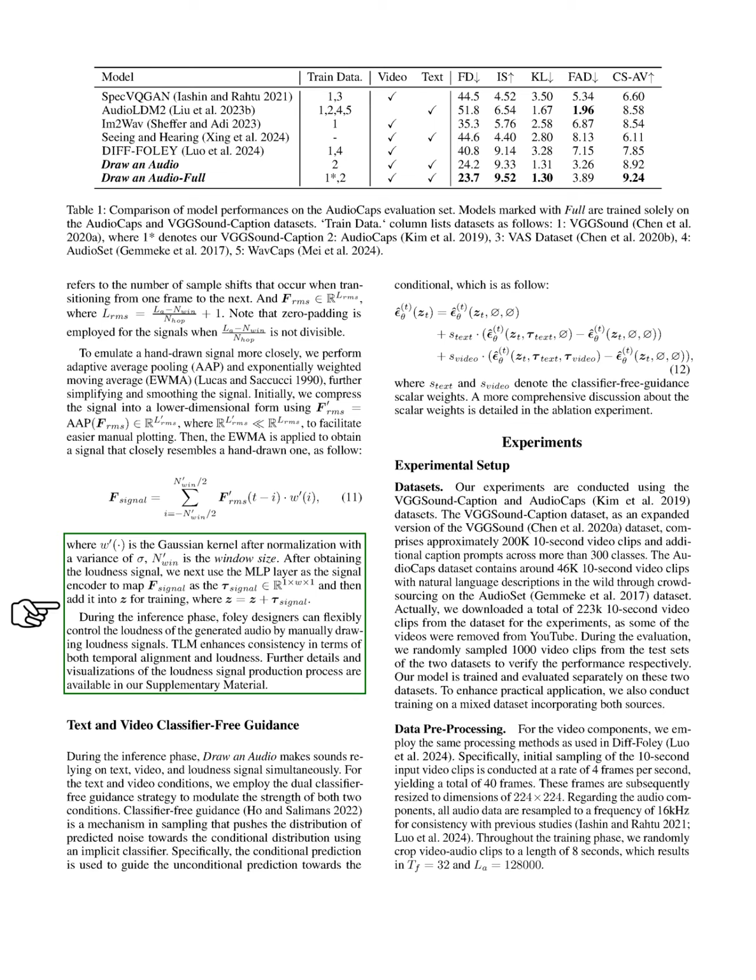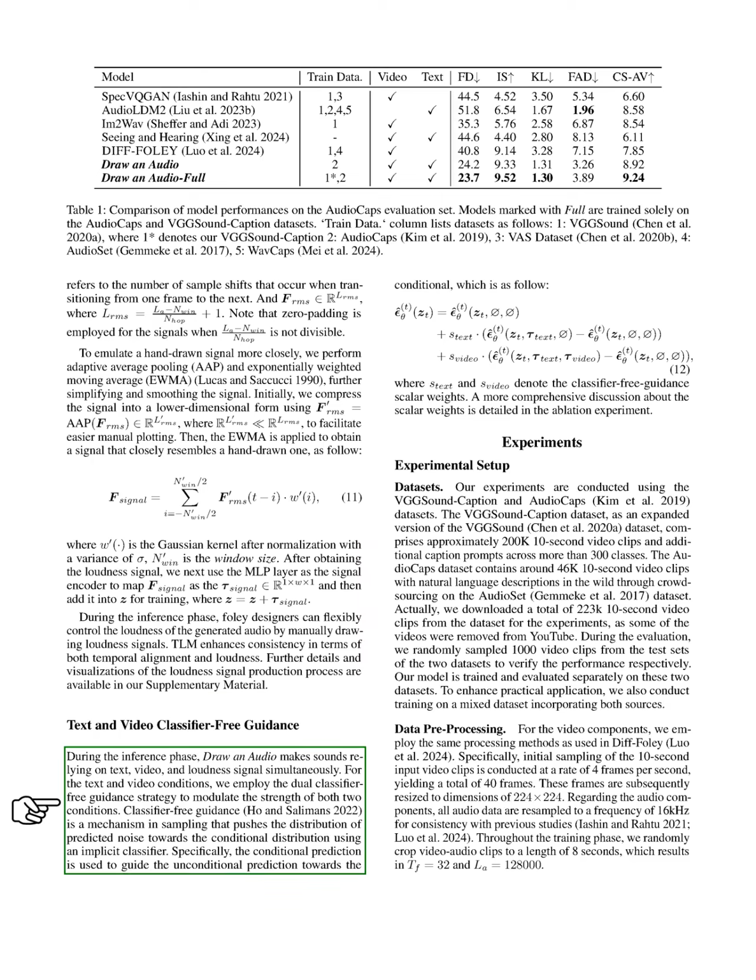Section: Text and Video Classifier Free Guidance. In this section, we describe our approach to audio generation using text and video inputs. During the inference phase, our model, Draw an Audio, generates sounds based on text, video, and loudness signals at the same time. We utilize a dual classifier free guidance strategy to adjust the influence of both text and video conditions. This guidance method helps steer the predicted noise towards a more accurate output by using an implicit classifier.